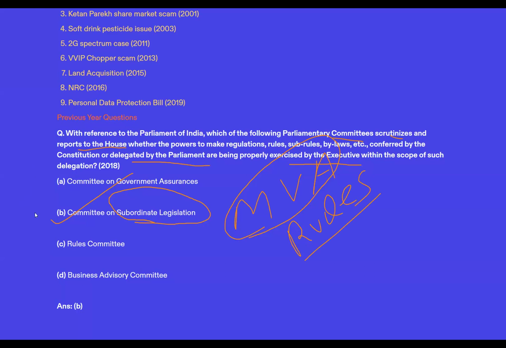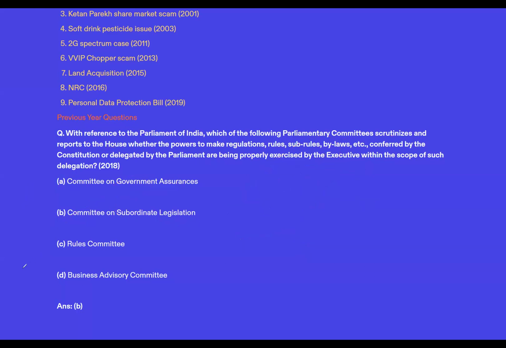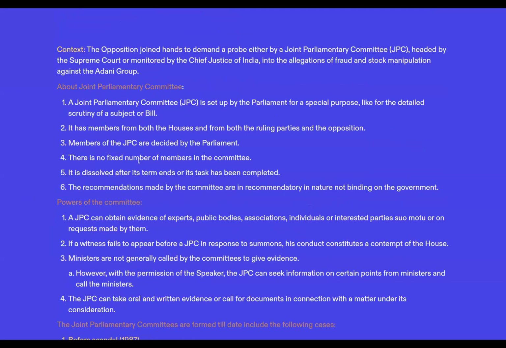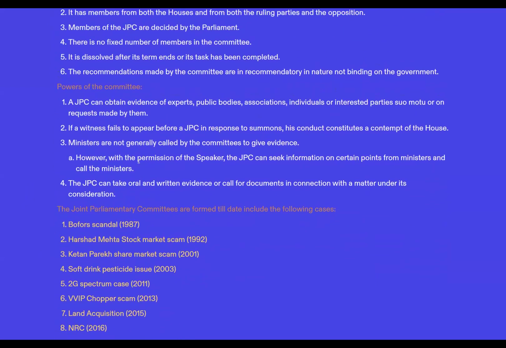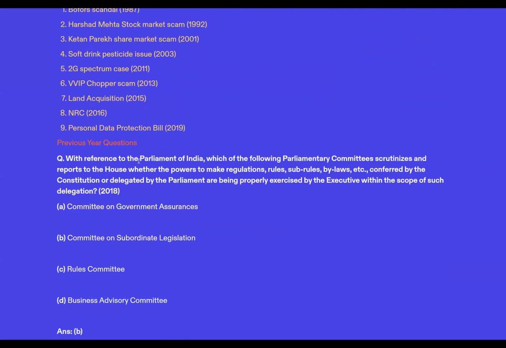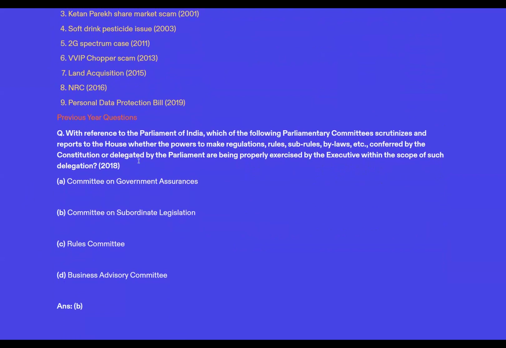Okay, so in this particular session, we discussed the Joint Parliamentary Committee. It was a very small topic. So what was the context I told you? I told you about the details of the Joint Parliamentary Committee. What is its composition, basic details about it. Then powers of the Joint Parliamentary Committee, what it can do, what it cannot do. I gave you certain examples and discussed one previous year's question based upon the committee that came in 2018.